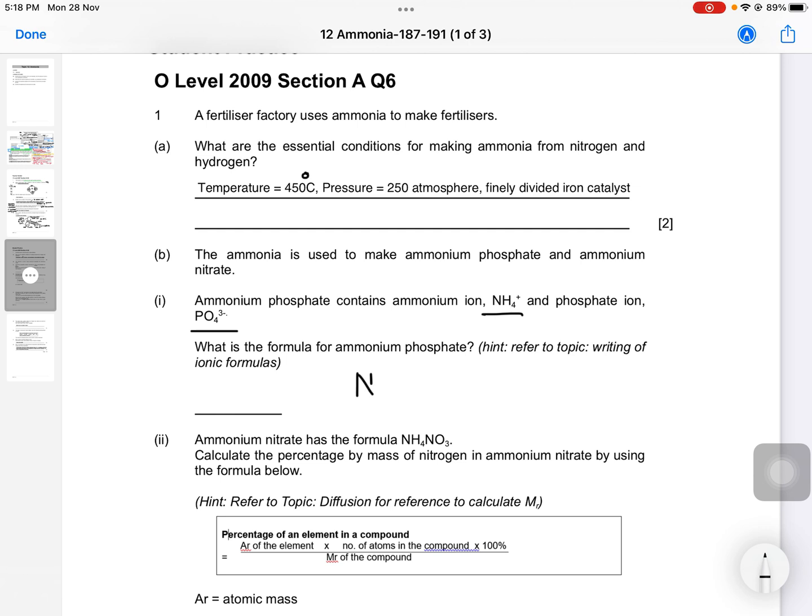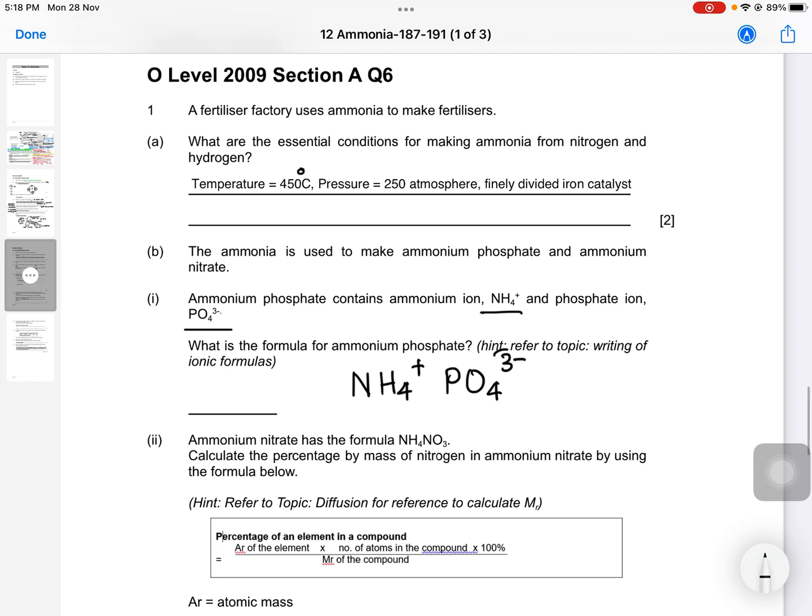So what is the formula? NH4+ and PO4 3-. Which means that if you cross, you need 3 of NH4 here, and this is number 1 over here. So it's (NH4)3PO4. That is the formula for ammonium phosphate.